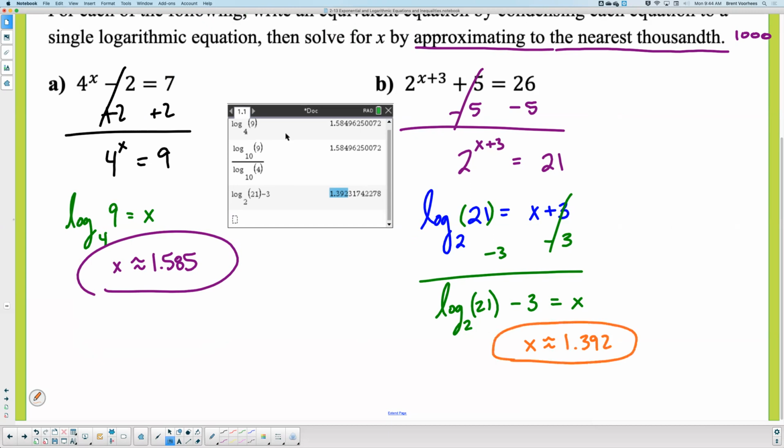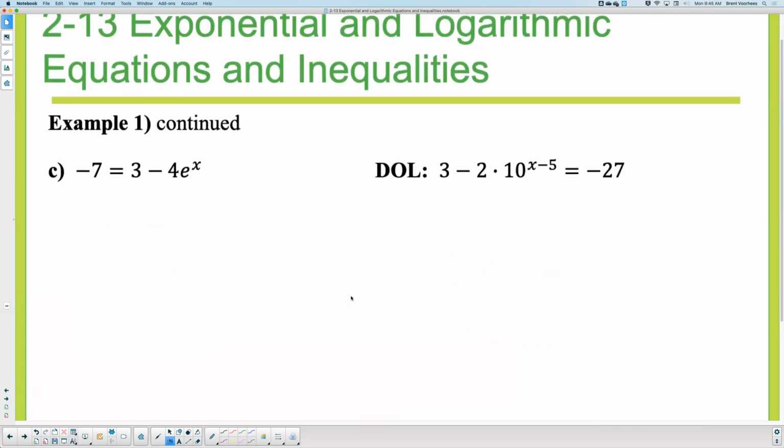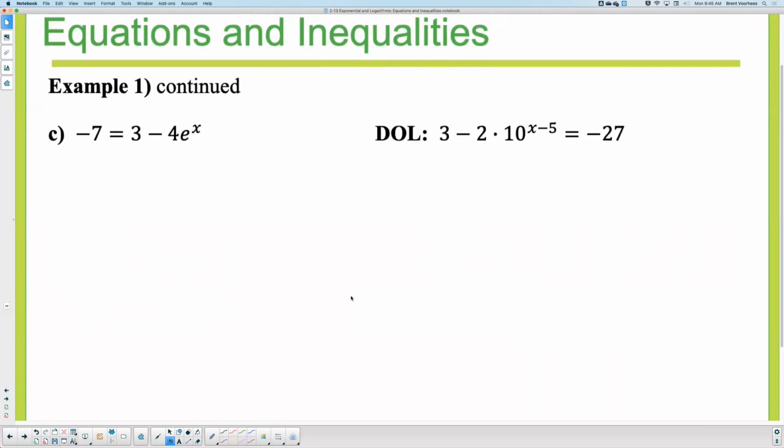Okay, what about part C here? What are we isolating this time? The -4e to the power of x. Now, and I'll actually isolate even further than that, but let's just begin with, if we're trying to isolate the e to the power of x, the base raised to the power, what should we do first? Subtract 3 on both sides. We want to subtract 3 on both sides.